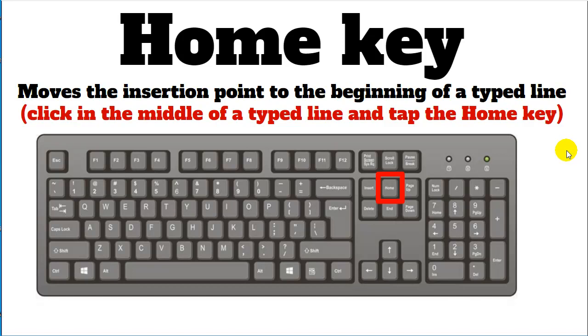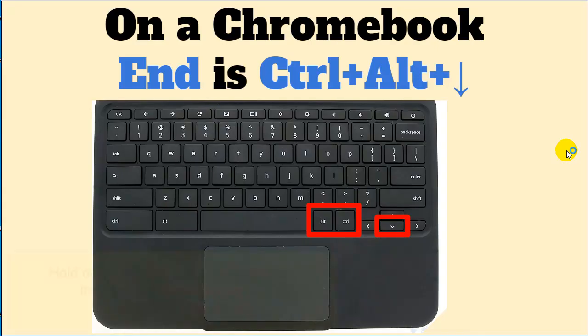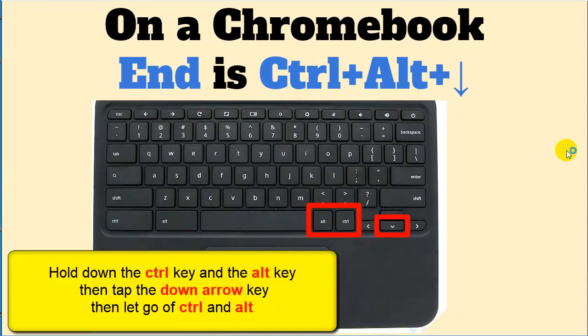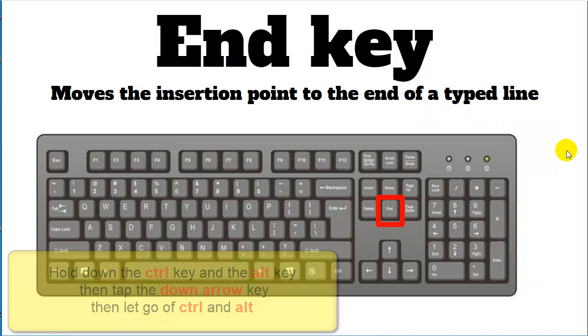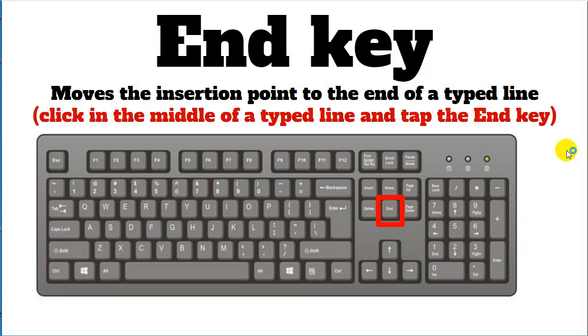Take some notes now. Now I want to talk about the End key. On a Chromebook, End is Control, Alt, down arrow. What does the End key do? The End key moves the insertion point to the end of the line you're on. So if you're in the middle of a typed line, and then you tap the End key, it'll move to the end of the line you're on. Take some notes.